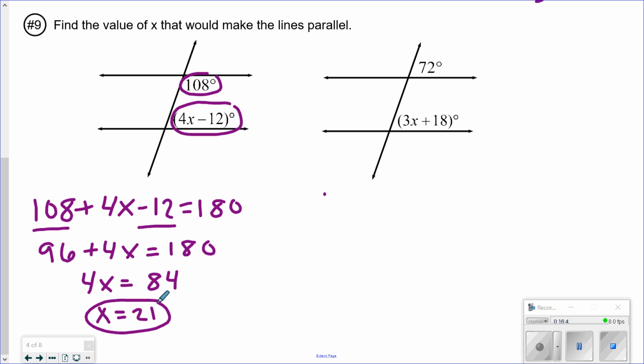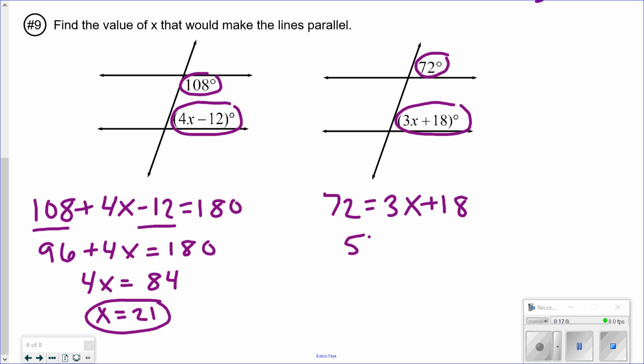For my second problem, I have two angle pairs here. These would be corresponding angles, which means they are congruent. So I'm just going to set these two equal to each other. So 72 is equal to 3x plus 18. Subtract 18 from each side. 54 is equal to 3x, divided by 3. 18 is equal to x.